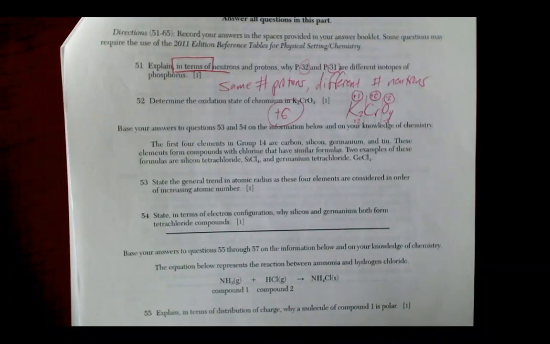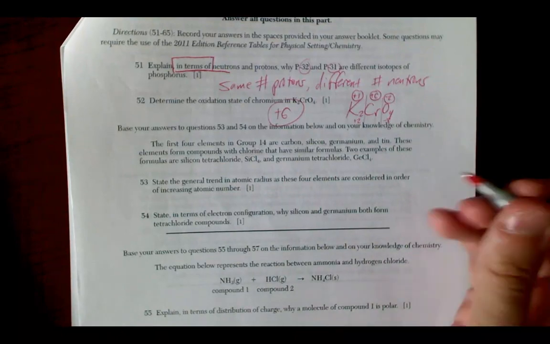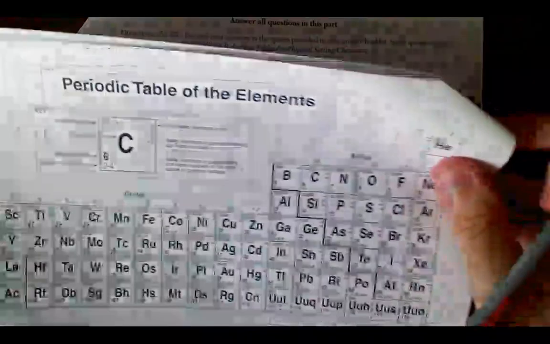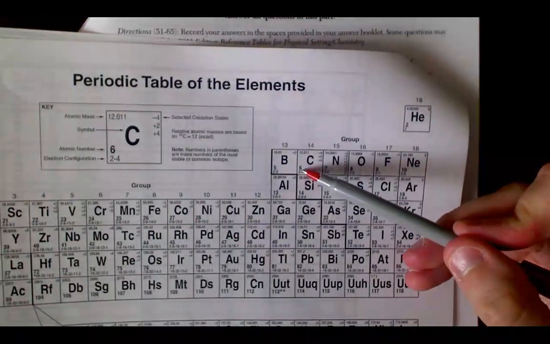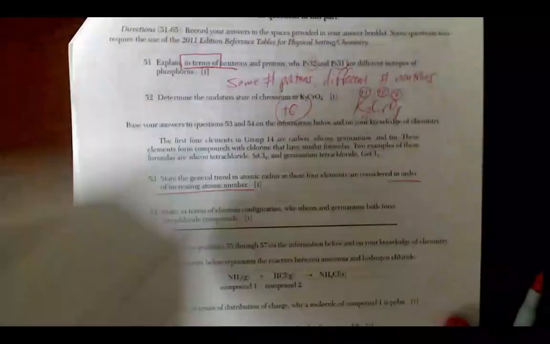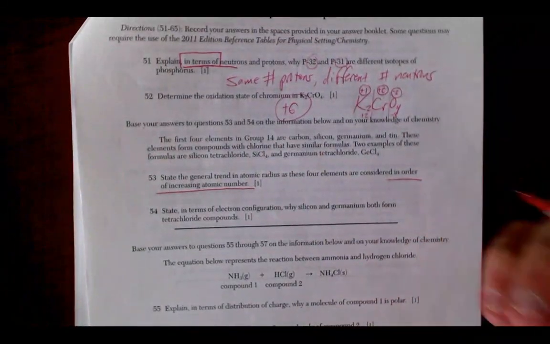53 says, state the general trend in atomic radius as these 4 elements are considered in order of increasing atomic number. In order of increasing atomic number just means as the atomic number goes up. So in that case, we're looking at atomic number 6, 14, 32, 50. We're looking down the column. So we want to see what is the pattern, the trend in atomic radius for those 4 elements.